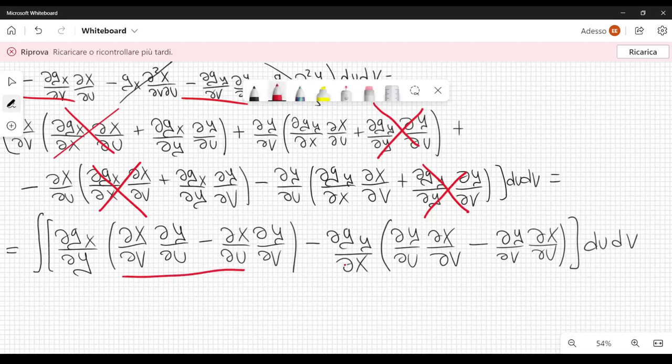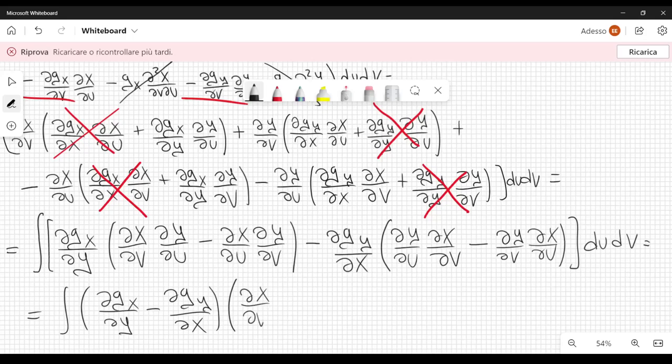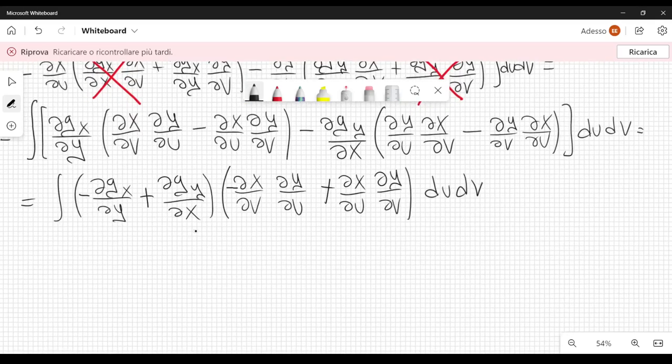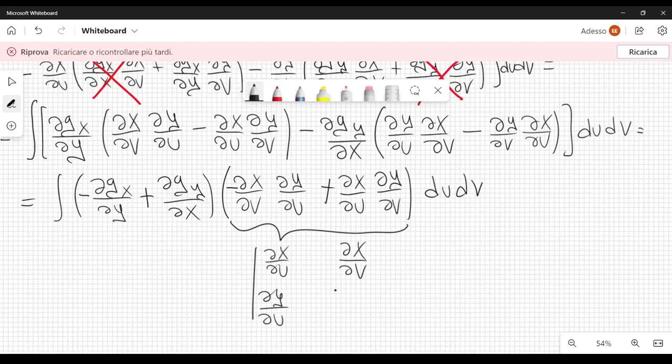But the content of this parenthesis here is the same, if you take a look at it. So we can factor the parenthesis, and we are left with integral dgx dy minus dgy dx, and this multiplies dx dv dy du minus dx du dy dv, du dv. And let's change the sign here, minus plus, and therefore we have to change the sign here as well, minus plus. And now you can see that this thing here is the Jacobian, because we have the Jacobian dx du dx dv dy du dy dv.